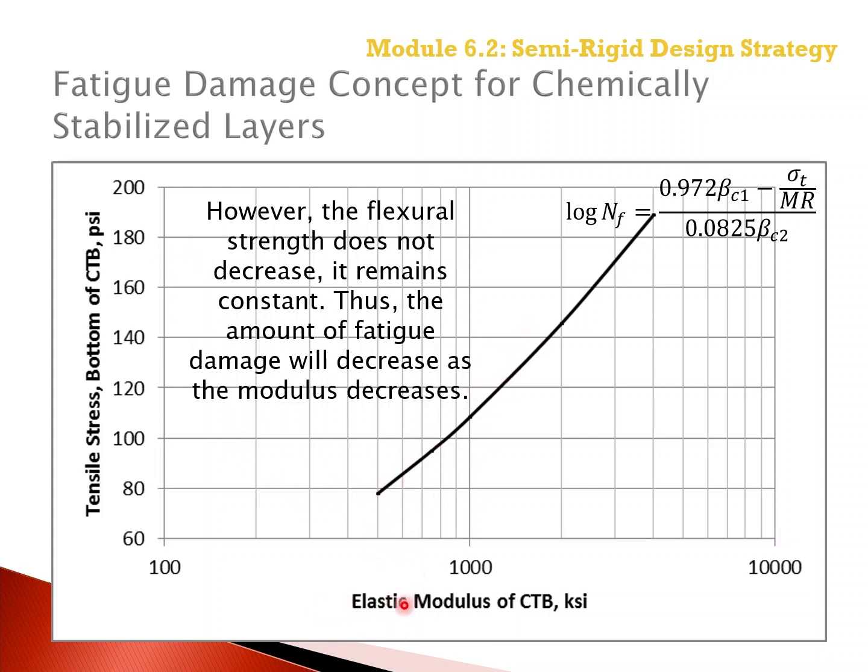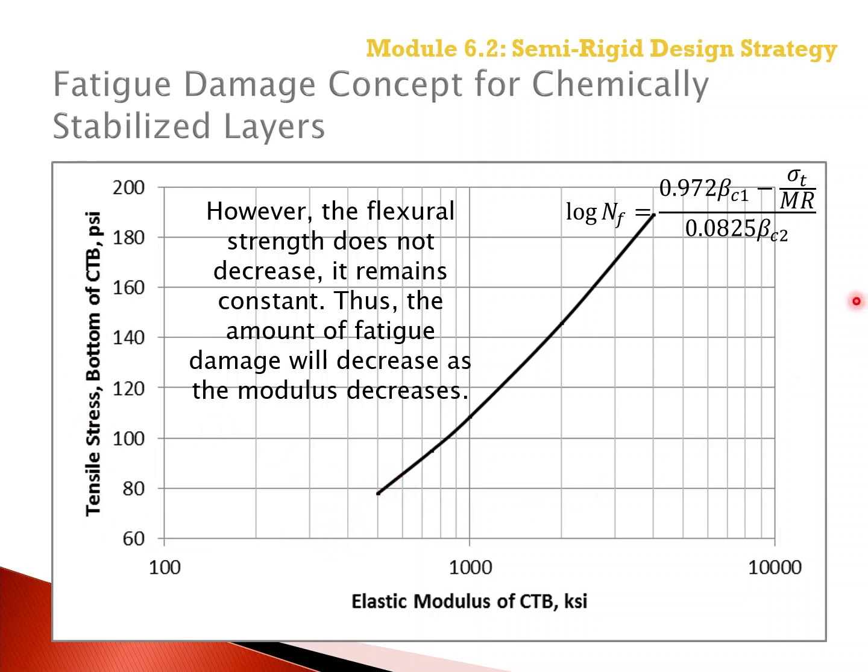This graph shows the elastic modulus of the stabilized material versus the tensile stress at the bottom of that layer. So as the modulus decreases, if we start out at about 2 million psi elastic modulus, and we allow that to go down to very low values of 150,000 psi, the tensile stress at the bottom of that layer becomes very small.